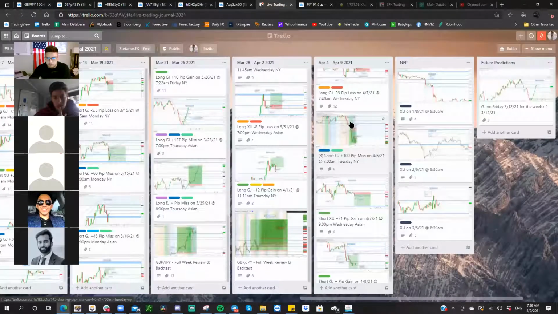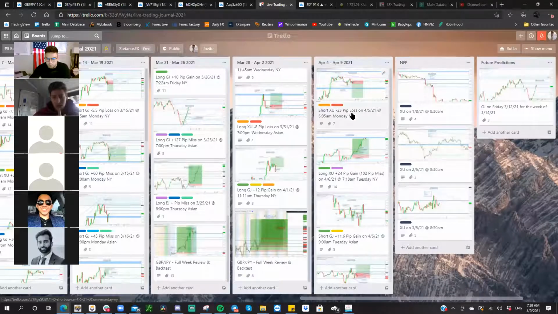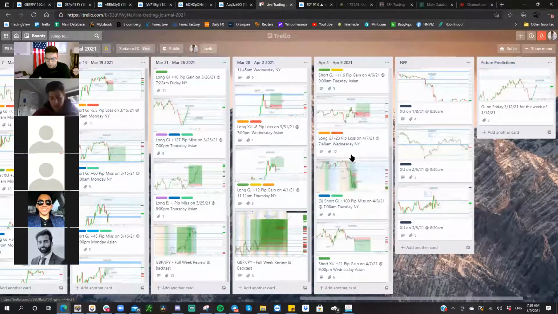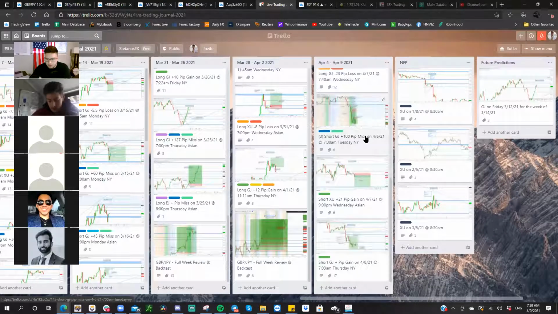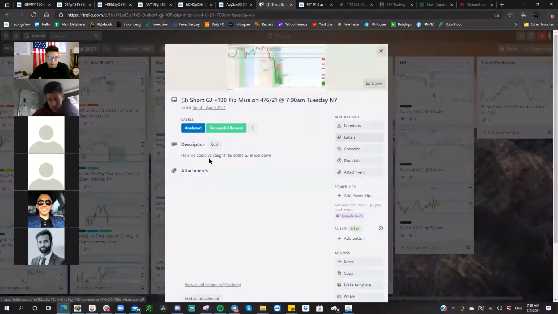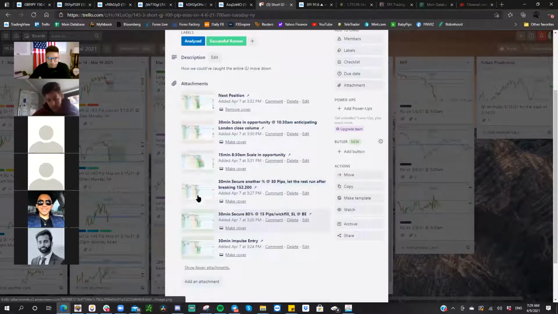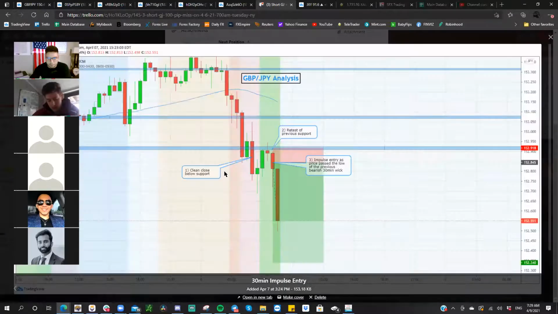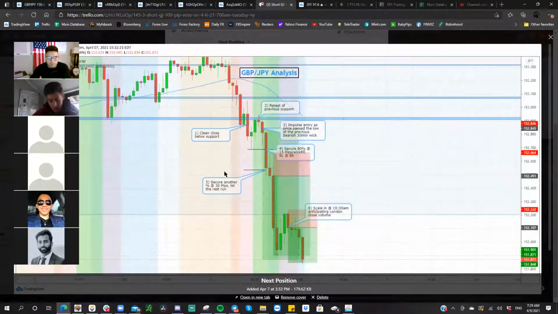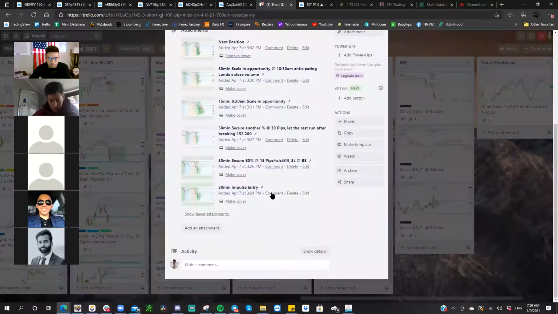let's see. Where is it? Here we go. I think this is it. Yeah, I was just trying to backtest how we could have caught the GJ move down. It started in the very beginning of the week, but we were very bullish on GJ, so it was hard to take something like that. There's a screenshot of.